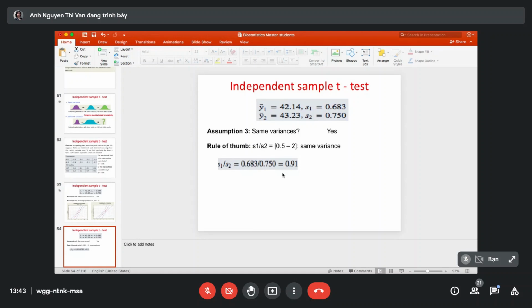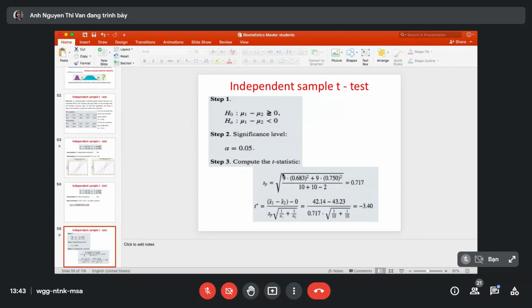So there are three assumptions that you have to check for the independent sample t-test. Remember that.